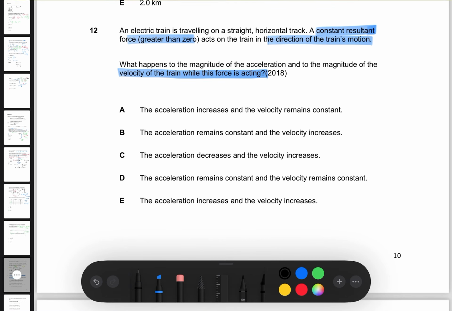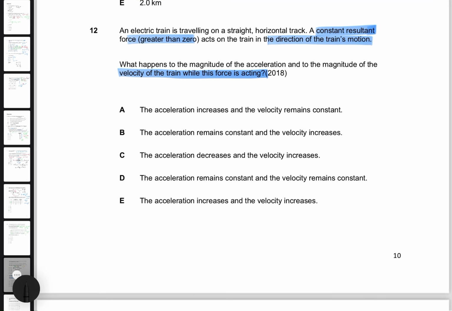Because you're actually imposing force on the train, you can assume that the acceleration of the train is going to remain constant because the force is constant. However, the velocity is definitely going to increase, and that would make choice B the correct answer. Why is A not correct? Because acceleration is not going to increase, and velocity definitely does not remain constant.